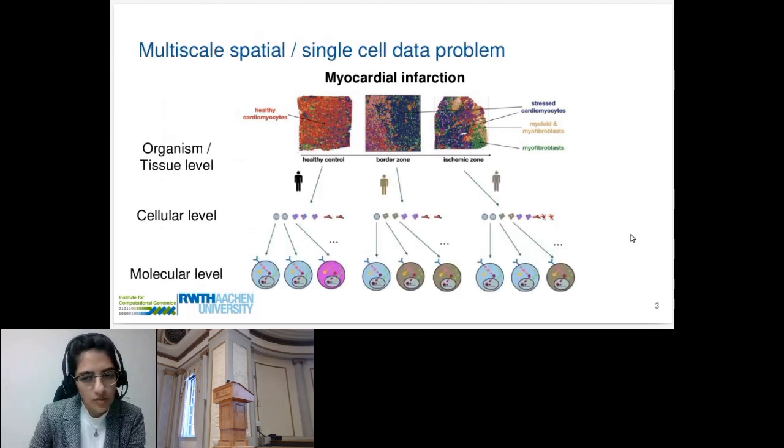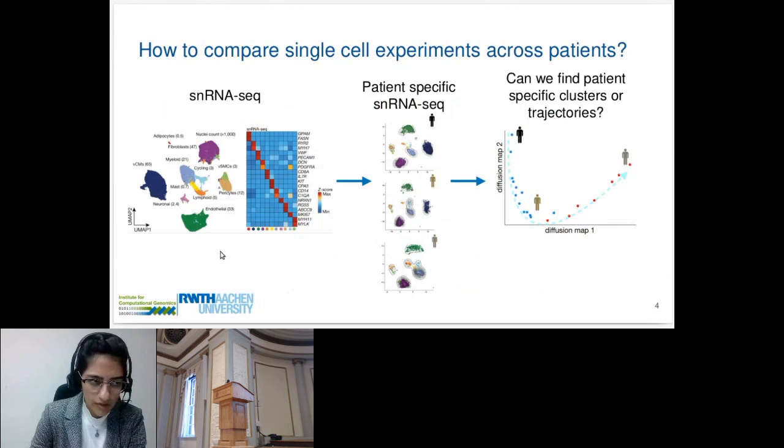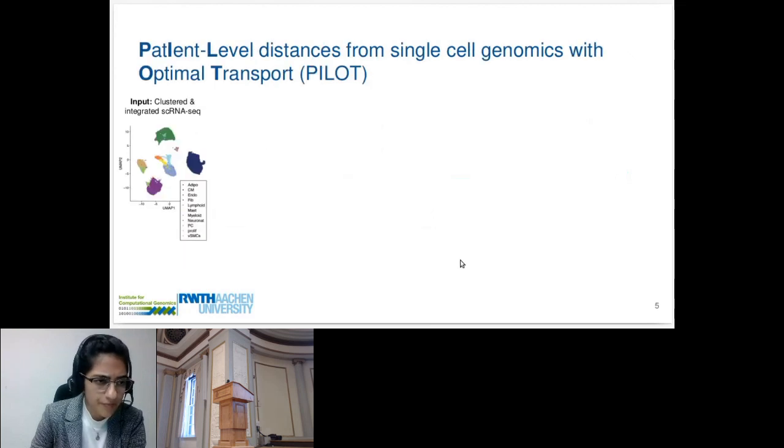Deep molecular profiling techniques are multi-scale, in that the data measured for one patient is represented by distributions of cells. Each cell has a distinct molecular state and a particular cell type. In this sense, how can we measure the similarities of multi-scale molecular profiles of patients? By having single nucleus RNA-seq of all the samples and getting the cell distributions of each patient, can we find patient-specific clusters or trajectories?